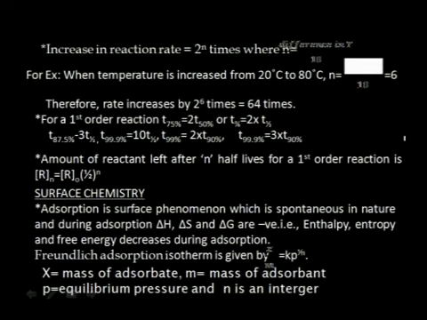For the first order reaction, T half is equal to 0.693 by K, and obviously 0.693 by the value of the rate constant, 0.69 into 10 power minus 2. When you divide that, you get 1.004 into 10 to the power 2 minutes. When it is converted into seconds by multiplying with 60, you would get 6024 seconds. Obviously, the correct answer becomes option D.